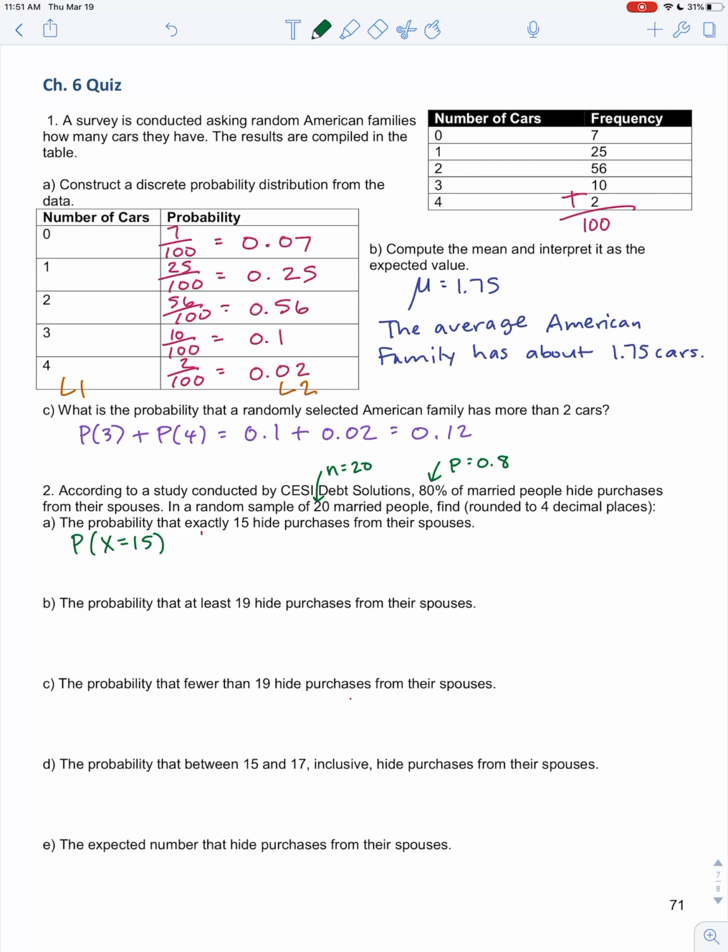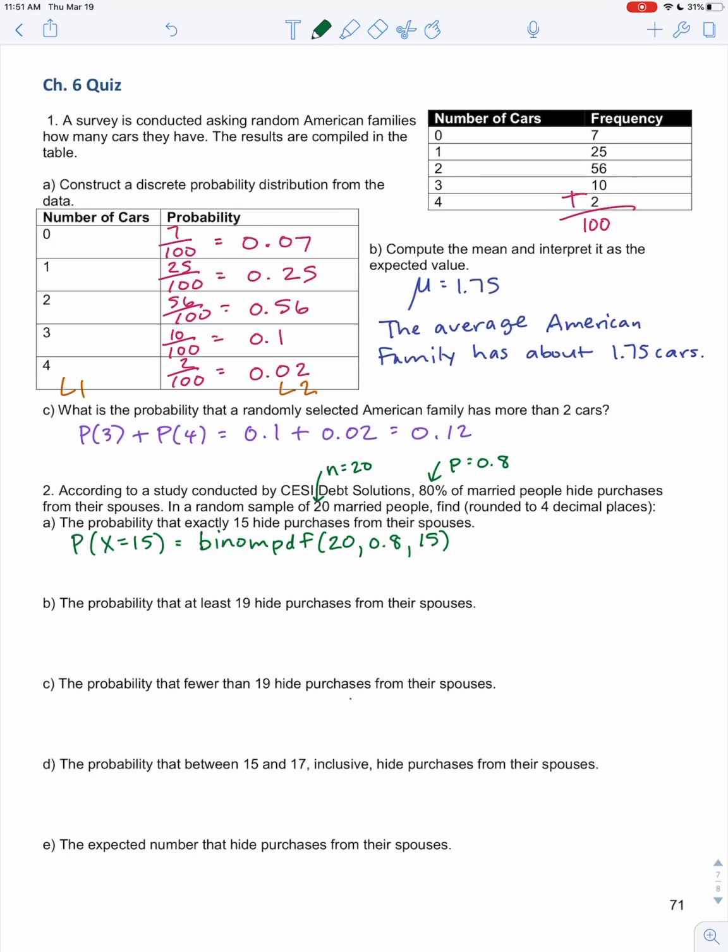That corresponds to when we use the function binom PDF on our calculator. So we'll do a binom PDF. The first thing you type in is n, number of trials, which is 20. Then P, probability of success, 0.8. And then X, the number of successes you're interested in.